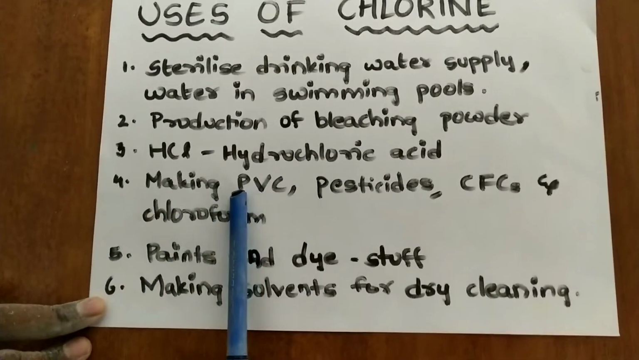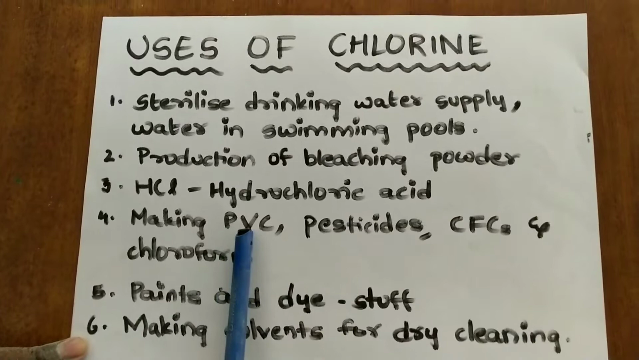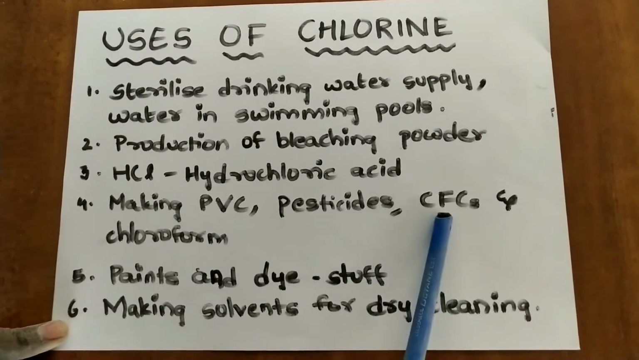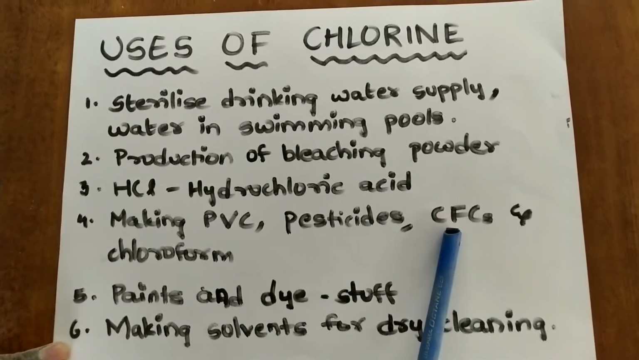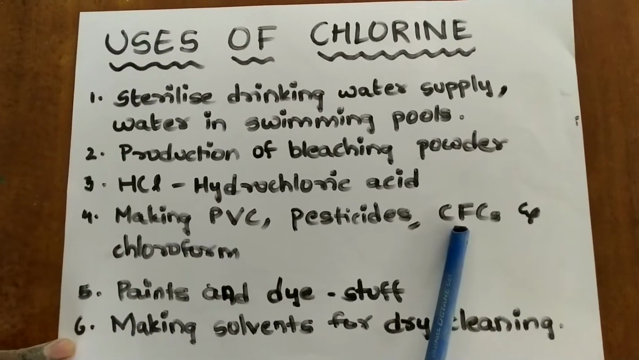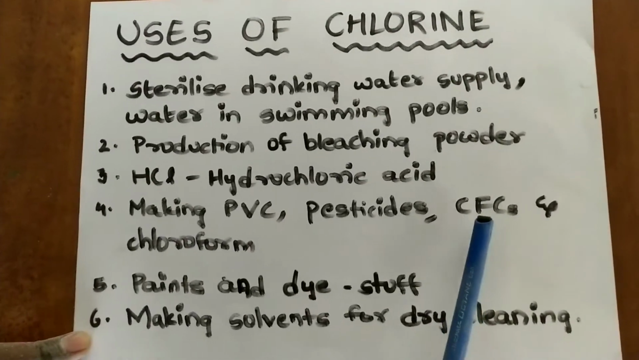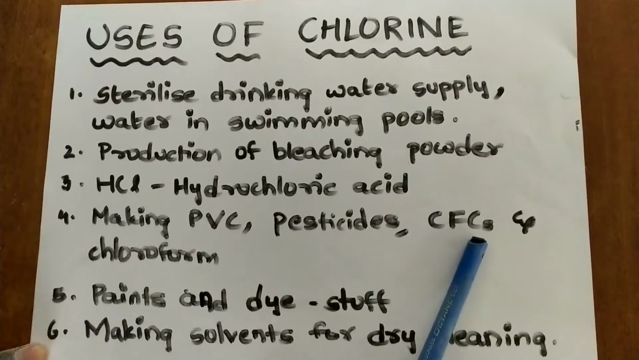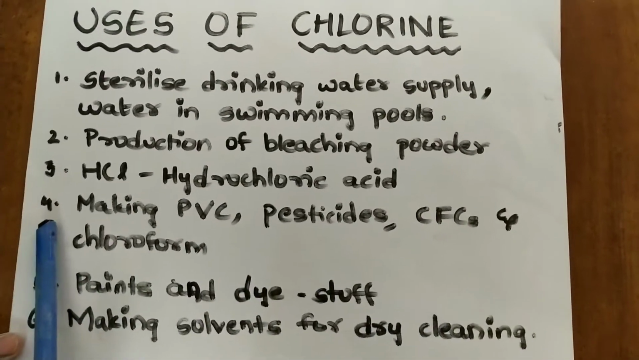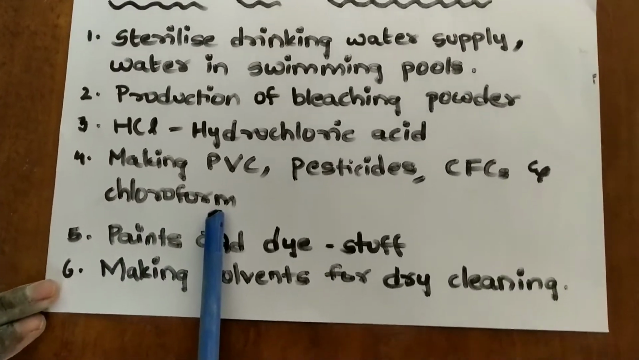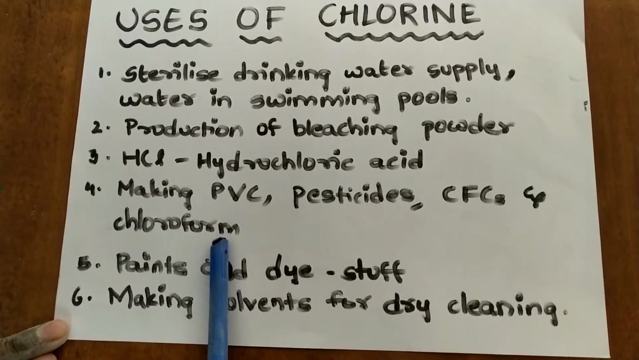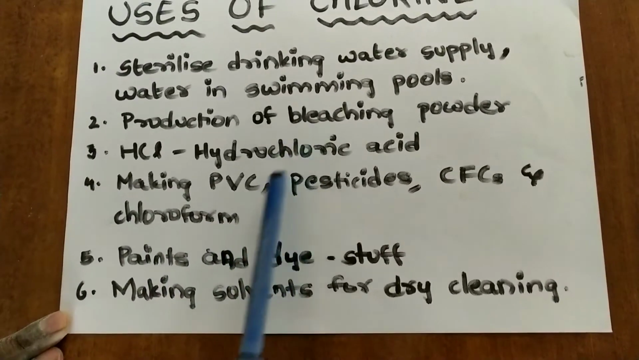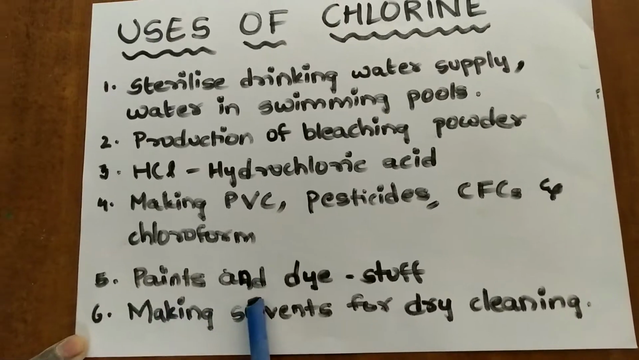And making PVC. PVC is nothing but polyvinyl chloride. As well as pesticides and CFCs. CFC is one of the important ingredients in refrigerators and ACs, and that is produced from chlorine. CFC is nothing but chlorofluorocarbons. Okay? And this is also used in the preparation of chloroform. The formula for chloroform is CHCl3.